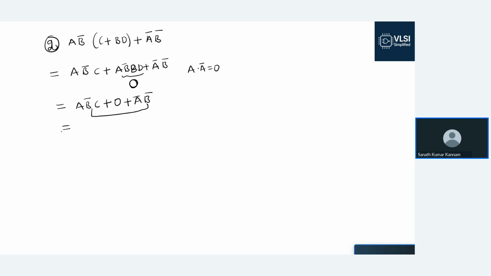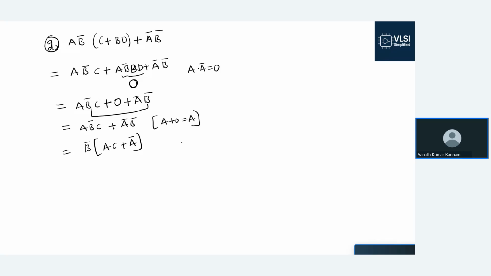I can take B common. Okay. One more step I will write. So that means AB bar C or A bar B bar. So since we know that A or 0 equal to A. Okay. So here, if you take B bar common, what you are getting? AC or A bar.